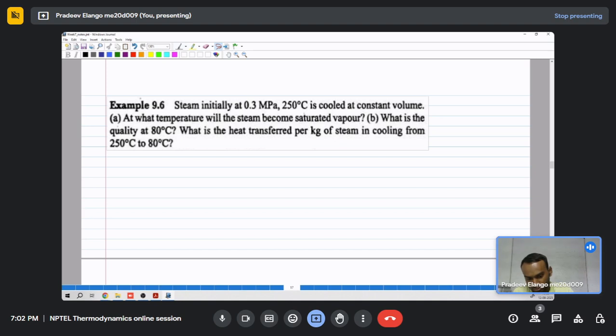So in the next problem, steam initially at 0.3 megapascal 250 degrees Celsius is cooled at constant volume. At what temperature will the steam become saturated vapor? What is the quality at 80 degrees Celsius? What is the heat transfer per kg of steam in cooling from 250 degrees Celsius to 80 degrees Celsius?